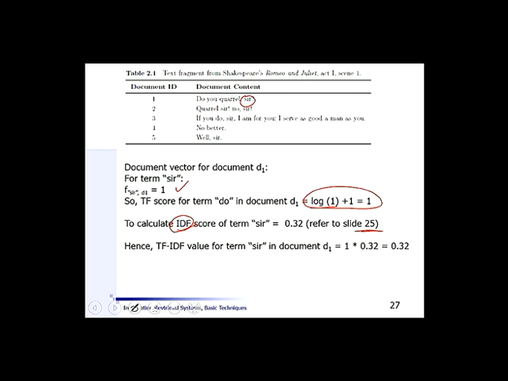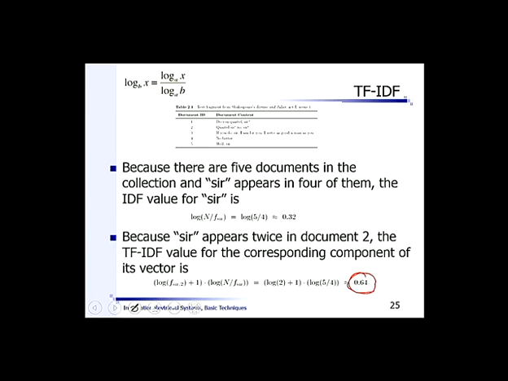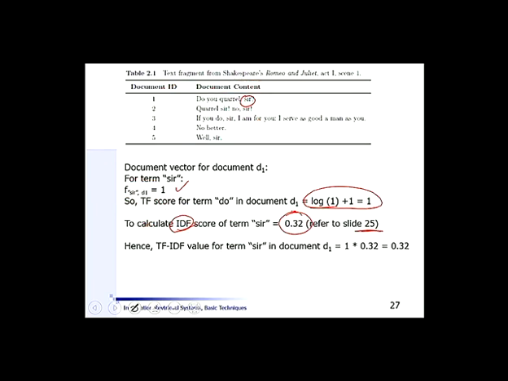Okay, sorry. It is TF-IDF here, so IDF is 0.32. I'm sorry, this is TF-IDF, not this one. So the value of IDF is 0.32, and we can use it over here.